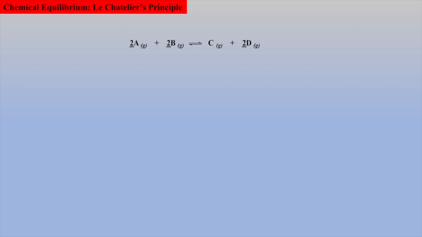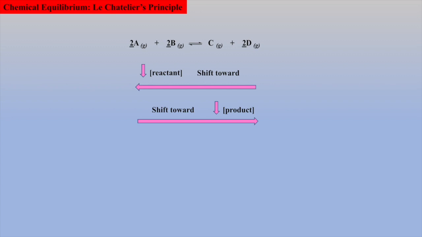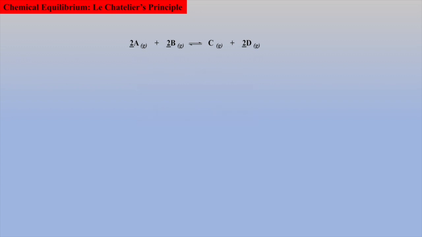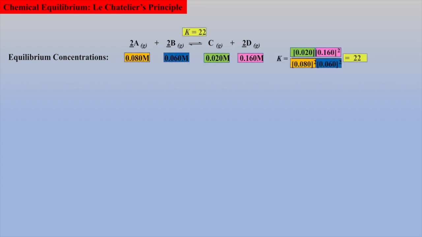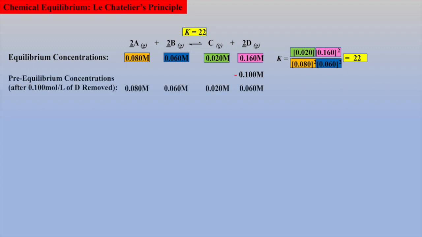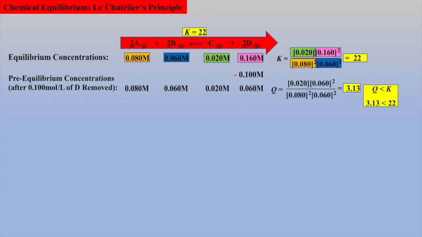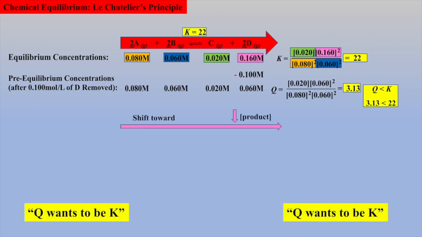Now let's mathematically prove that if we lower the concentration of a reactant or of a product, the shift will be toward the removal. In this conceptual reaction, let's assume these equilibrium concentrations and calculate a K value for this temperature. If we remove some of product D, then using these new concentrations calculate a Q value, we see that Q is less than K. Thus, we predict a shift to the right will occur, toward the removal, so the Q value will strive to become the K value.